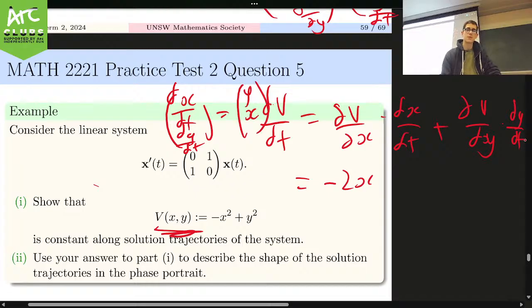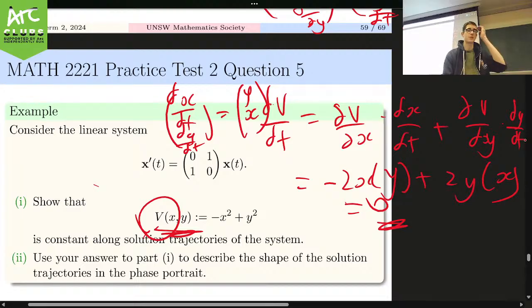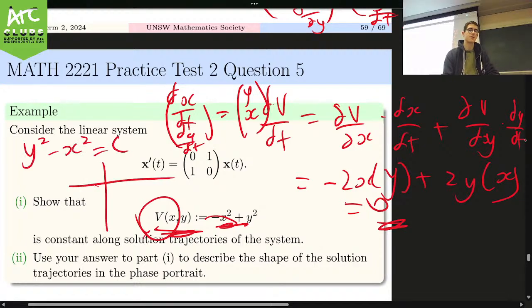So this would be times y, and this would be 2y times x. So this is equal to 0, as we want. That means that V is always going to be constant with respect to time, and our trajectories would look something like y squared minus x squared equals some constant. What those look like in our phase diagrams would be parabolas.